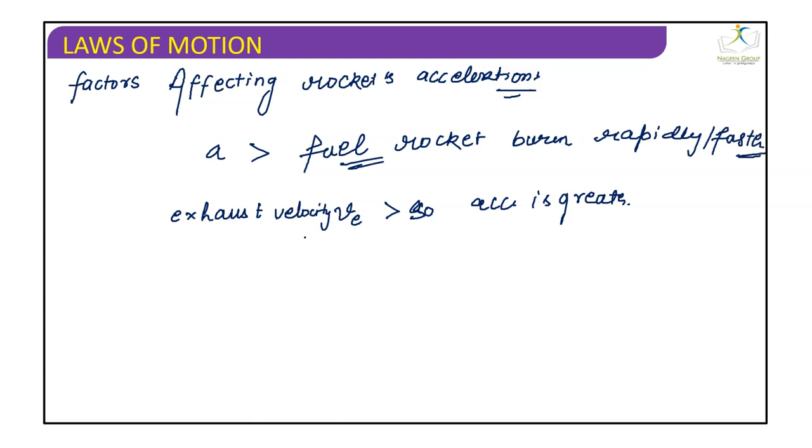As the mass of the rocket decreases, acceleration increases, because we know F = ma, so a = F/m. If mass is less, acceleration is more. So the less the mass, the greater the acceleration.